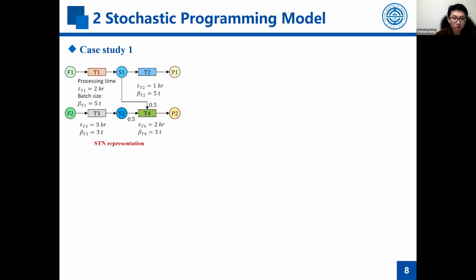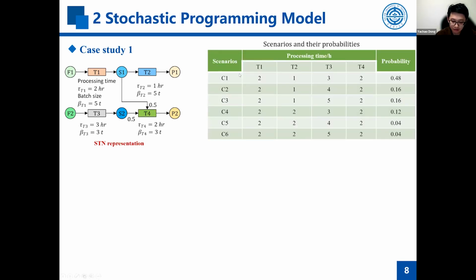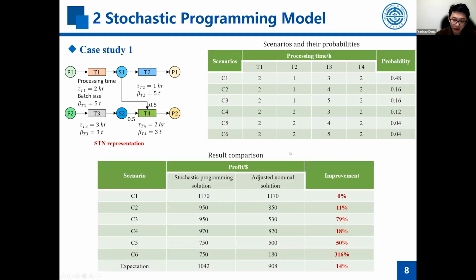This is showing how the model performs for a relatively simple case study, which is the motivating example. There are 6 scenarios considered, and in each scenario, tasks T1 up to T4 have different processing times and different probabilities. And the results are shown in this table. We compare the stochastic programming solution with the adjusted nominal solution. Using stochastic programming, the expected profit improvement is 14%, which is quite significant.